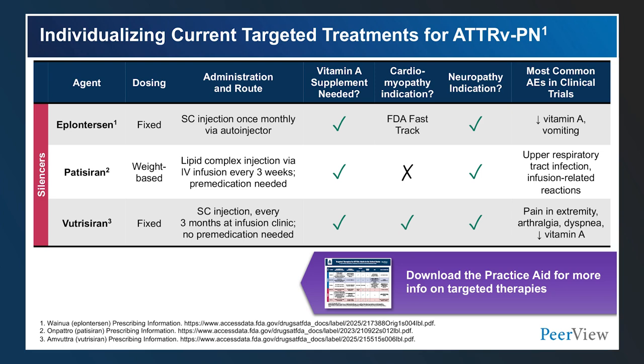The other thing about vutrisiran, it's also approved for cardiomyopathy. So the medication can help both with the heart symptoms and with the nerve symptoms. Now, obviously, all of these medications will help with both because they're doing exactly the same thing. But the trial has not been completed with eplontersen, and the trial with patisiran was not felt by the FDA to be enough to get it approved. Remember, all of these medications are interfering with the TTR production, which transports vitamin A. So the recommendation is to supplement people with vitamin A. Most of the other side effects are really minor, so we don't really see them that much in our patients. Sometimes pain, arthralgia, and so forth.